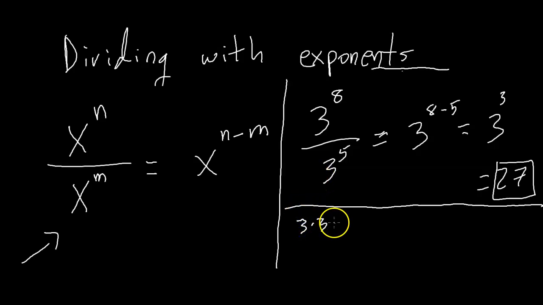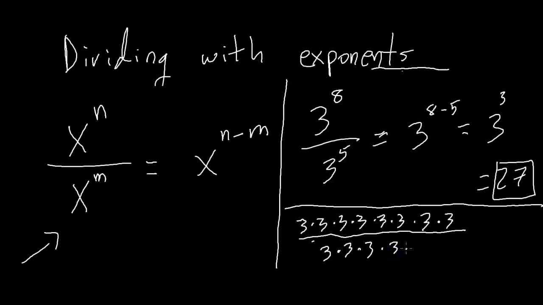That's 3 times itself 8 times. This is a lot of 3's to write, but that's just what 3 to the 8th power means. It means 3 times itself 1, 2, 3, 4, 5, 6, 7, 8 times. And what does 3 to the 5th power mean in the denominator? That means 3 times itself 5 times. Now we have our fraction written out. We can cancel out one factor of 3 here, another factor of 3, and another, and another, and finally another.